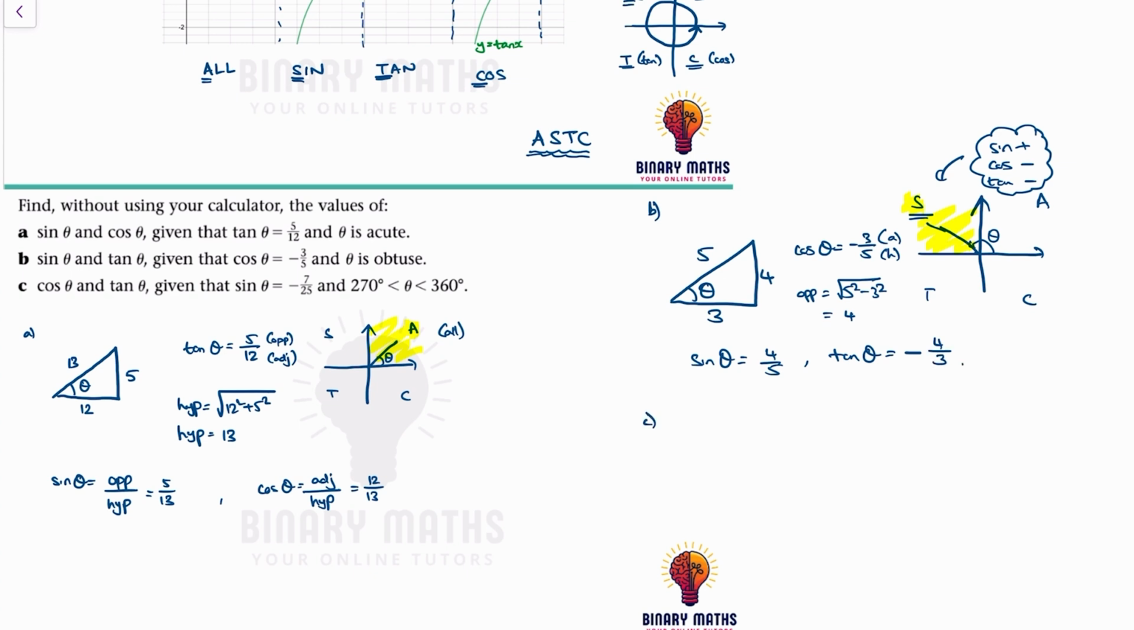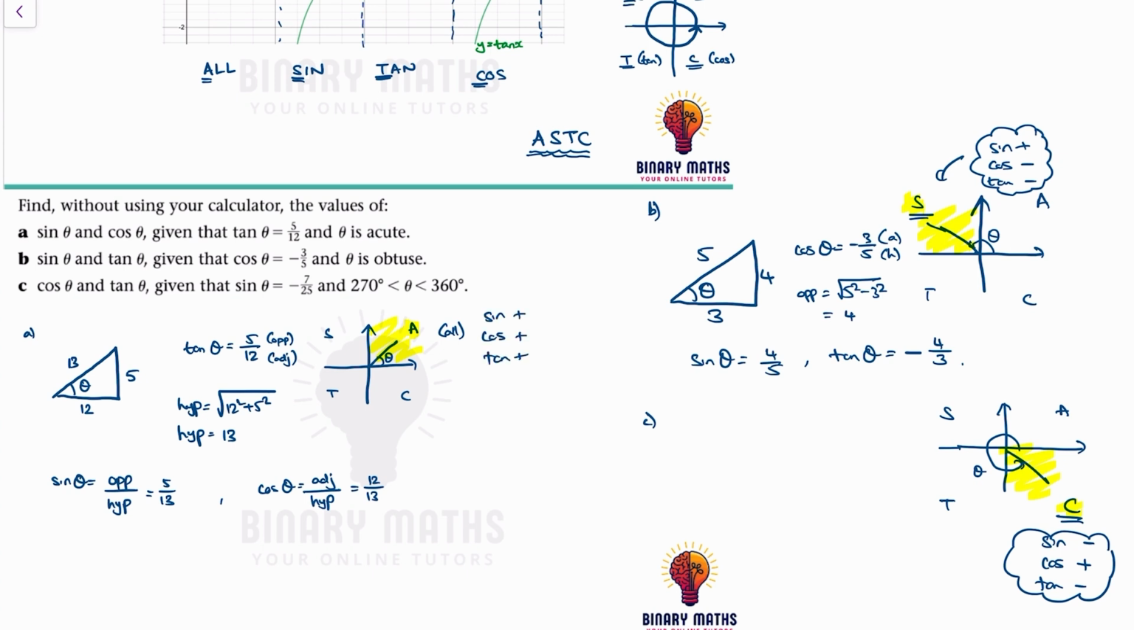Find cos theta and tan theta, given that sine theta is negative 7/25 and theta is between 270 and 360. That means this is theta. So all ASTC, or all silver teacups, as I remember it. So we're looking at this one. That means C, which means sine is negative, only cosine is positive, tan is negative. So I should have written from here, sine is positive, cosine is positive, tan is positive.